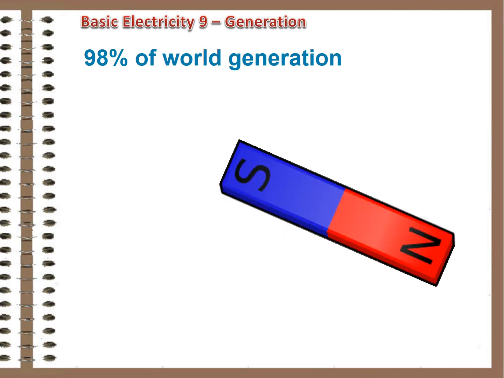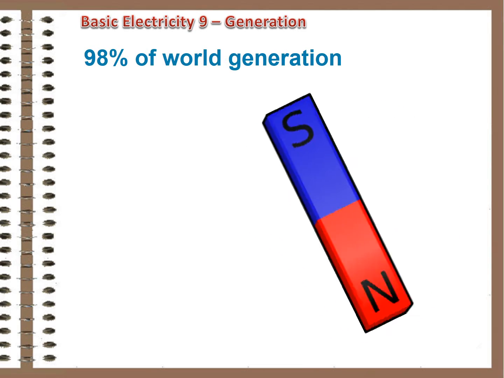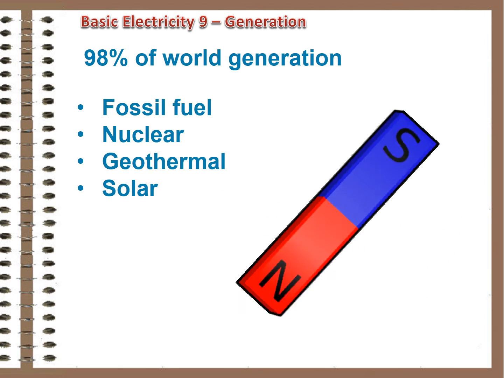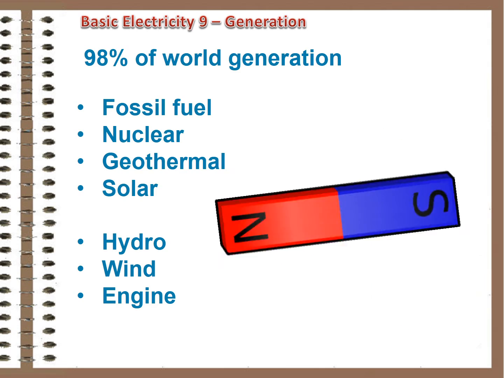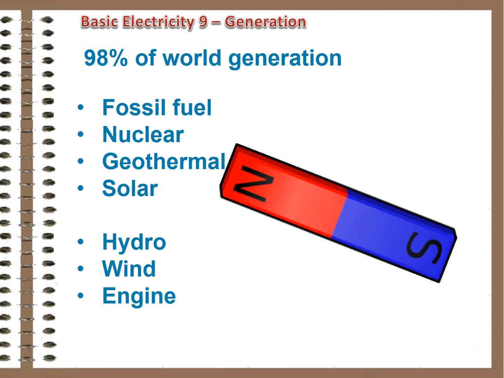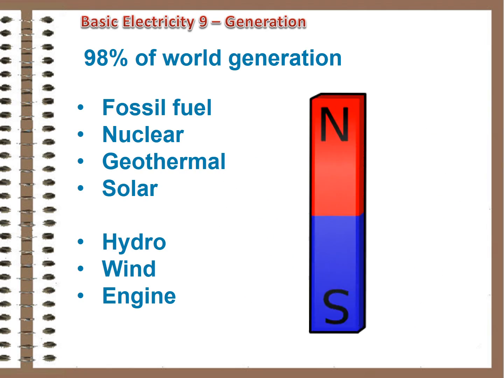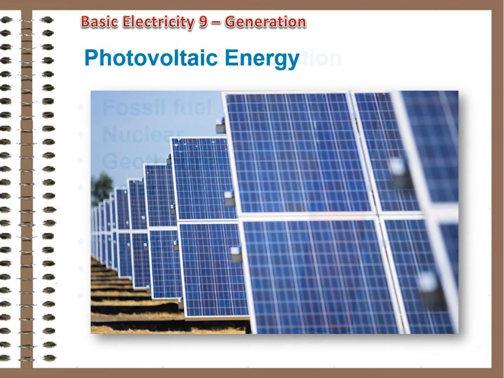That pretty well covers generation by spinning magnets, fossil fuel, nuclear, geothermal, and solar steam cycles, plus water, wind, and internal combustion drivers, all in all accounting for over 98% of the world's electrical generation. That leaves us with the one other way to generate electricity on a large scale: photovoltaic or solar energy, the direct conversion of light rays into electricity.